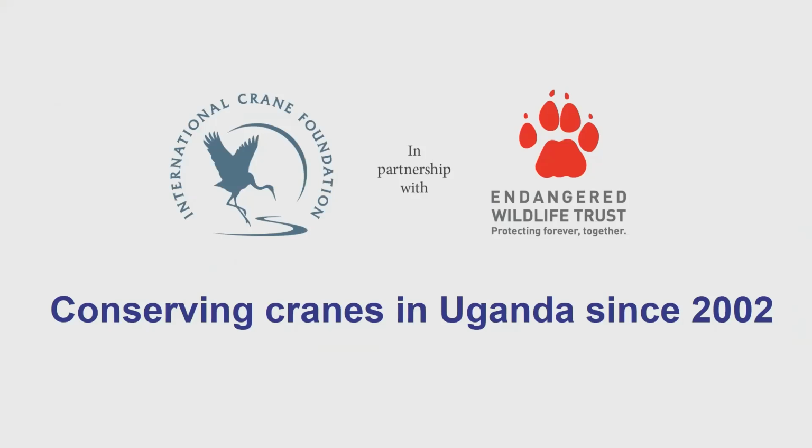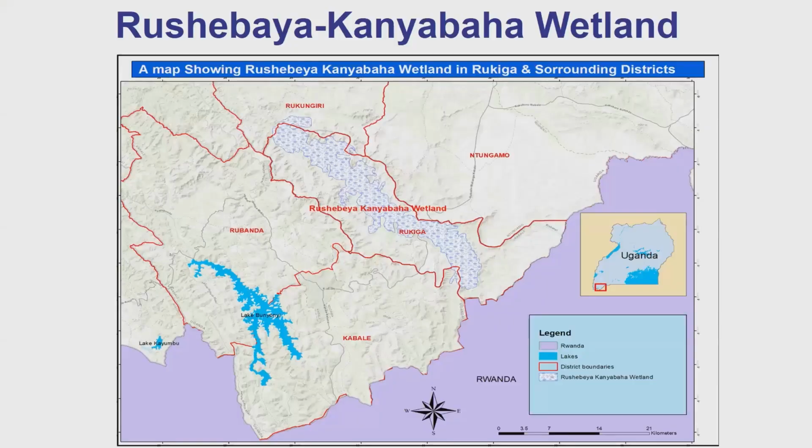As Richard has mentioned, I work for the International Crane Foundation and the Endangered Wildlife Trust partnership, which conserves cranes across Africa. But today I'll talk about our work in southwestern Uganda, where the partnership has been working for the last 20 years. In southwestern Uganda, we basically work around Rushebe Kanyawaha wetland in Rukiga district. Next slide, please. This is the wetland around which Richard and his team did the study. So all he has mentioned was done in the catchment of this wetland.